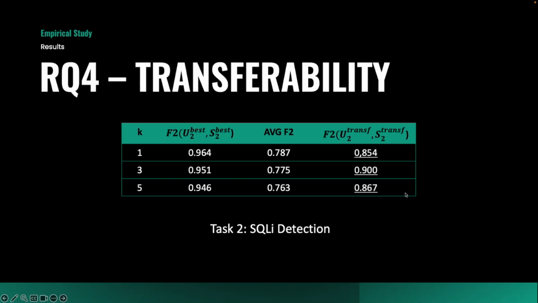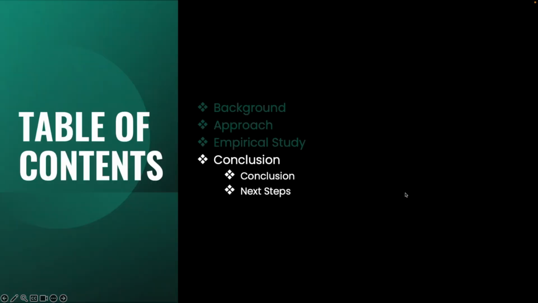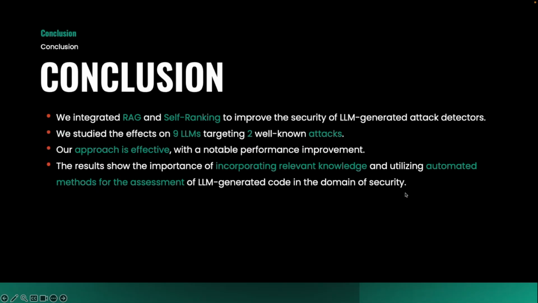And basically, yeah, that's it. We have some conclusions. What we did is that we integrated RAG and self-ranking to improve the security of LLM-generated attack detectors. We studied the effects of 9 LLMs targeting 2 attacks, SQLi and XSS. We demonstrated that the approach is effective with a notable performance improvement. And yeah, the results show how important it is to incorporate relevant knowledge and to develop automated assessment methods for LLM-generated code in the domain of security, and probably also in other domains of LLM-generated code.